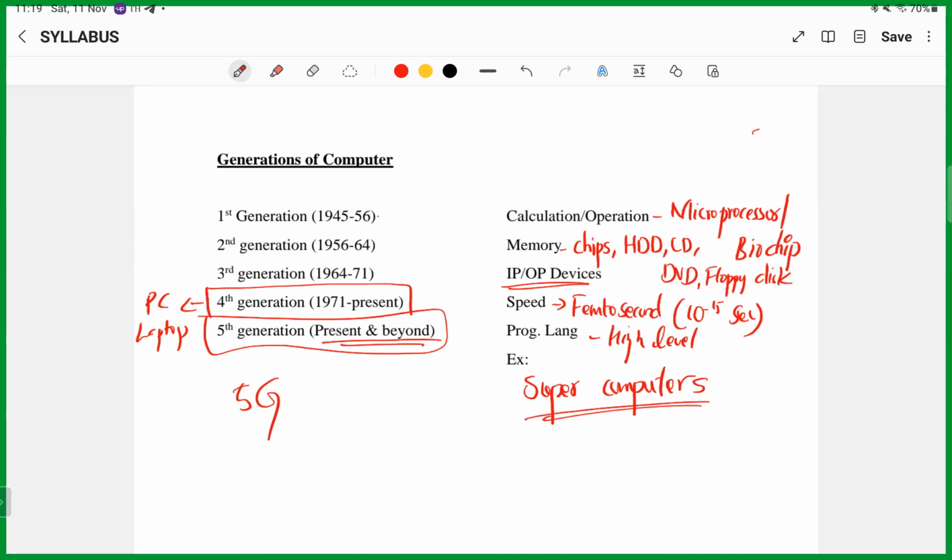Some people have mentioned here that it gives high performance and all that. Yes, true. For the purpose of high performance, we use supercomputers. Don't worry, in the next class we'll be studying about supercomputers in detail. We call it a supercomputer. It is required for high performance and huge data.